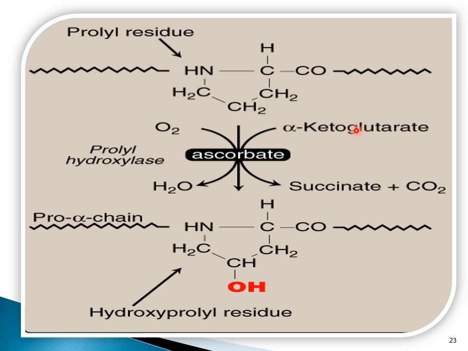So this is the reaction, something like this. This is the proline molecule, this is the collagen chain. It gets hydroxylated. Hydroxylation means addition of an OH group. So this proline is hydroxylated and converted into hydroxyproline with the help of prolyl hydroxylase. In the same way, lysine is hydroxylated with the help of lysyl hydroxylase. The important thing is that for the conversion of proline to hydroxyproline, what we require is ascorbate, that is ascorbic acid, also known as vitamin C. So it is very important to have vitamin C for the hydroxylation of proline and lysine.